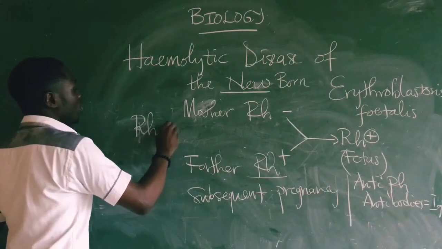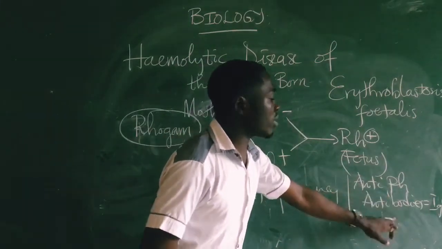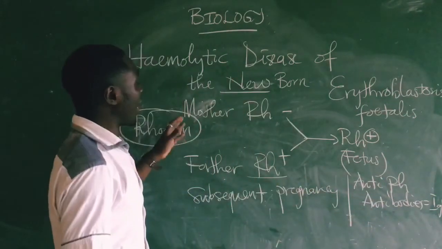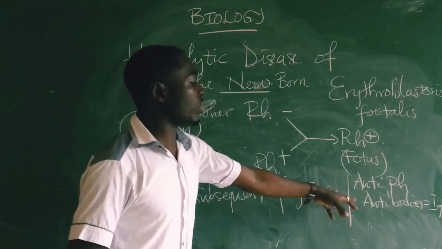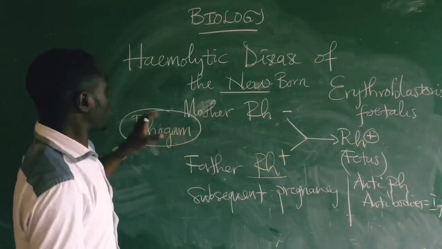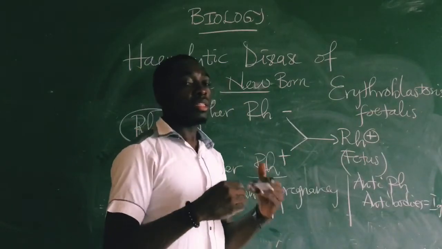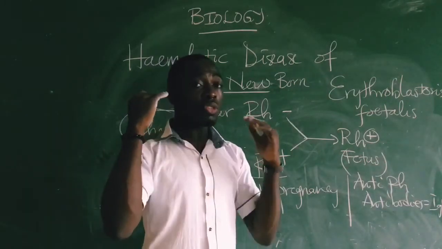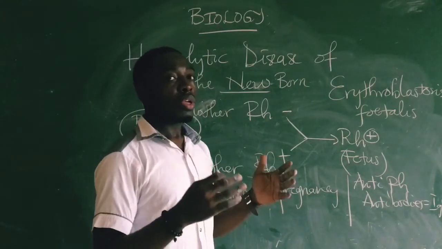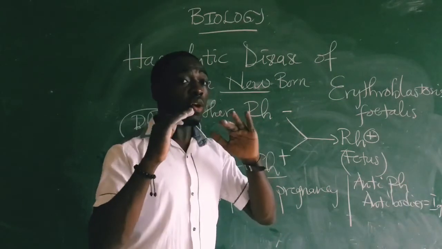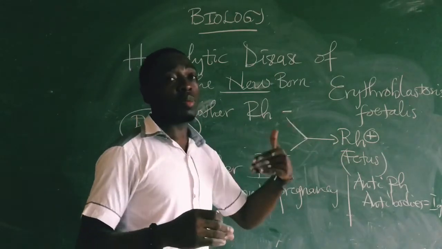Rhogam is actually an artificial form of the anti-Rhesus antibodies, which we call the anti-D, because it has what we call the D antigen. So it's going to have the anti-D antibodies. It is going to destroy the fetal red blood cells that get into the maternal circulation, to prevent the maternal immune system from recognizing these Rhesus positive red blood cells from the fetus. And so the maternal immune system is not going to record any information about Rhesus positive red blood cells, and so the next baby is going to be saved.